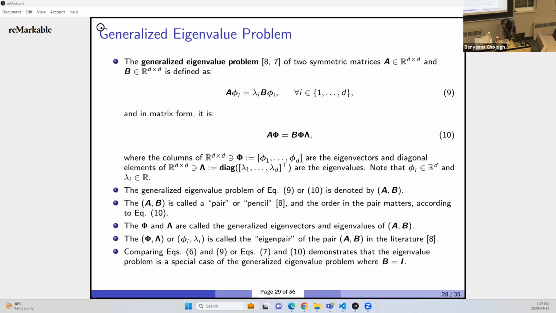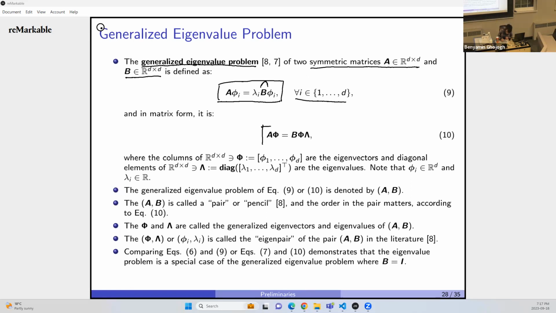Now, generalized eigenvalue problem. Consider two symmetric matrices A and B. They are both square, D by D. Then I can have A phi_i equals lambda_i B phi_i. As you see, I have B here now. Then we call this generalized eigenvalue problem.